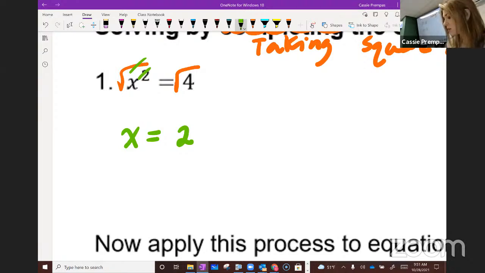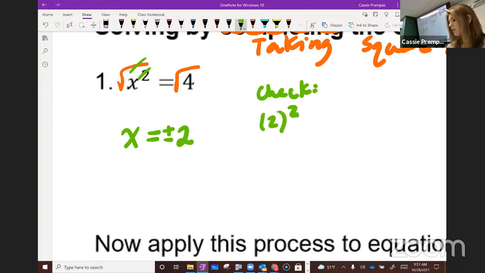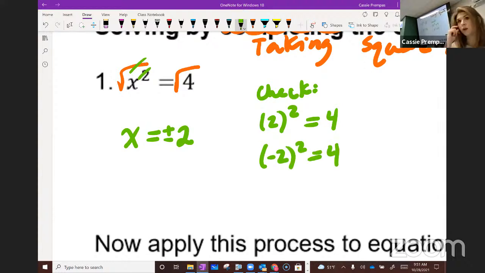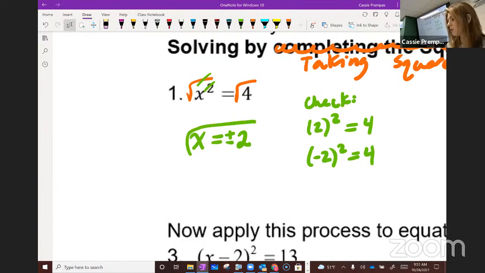Nice, Claire. It could be plus or minus 2. Here's the key. Whenever you take the square root in an equation, you need a plus or minus. If you want to see why, if we check this answer, is 2 squared equal to 4? Why, yes, it is. And is negative 2 squared equal to 4? Yes, because a negative times a negative equals a positive. So that's a really important concept to make sure that you have under your belt before we really move on.